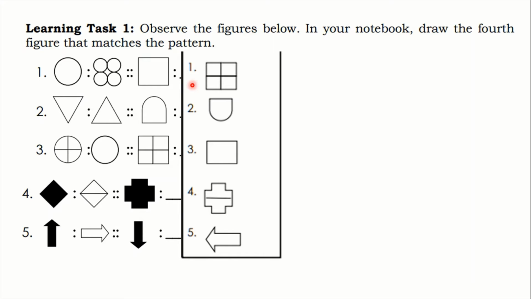The answer for number 1 is a square turned into 4 pieces. Number 2 is the inverted image of this shape. Number 3 is the same shape without the division inside, and we have a rectangle. Number 4 is the same shape without color. And number 5 is the same shape but in a different direction without the color. North to right, down to left.